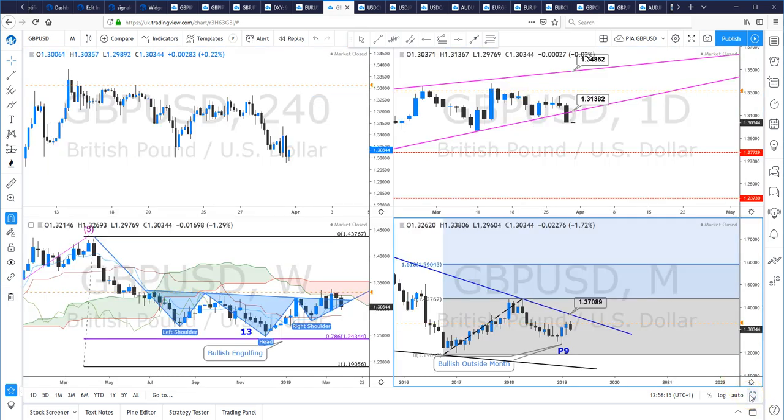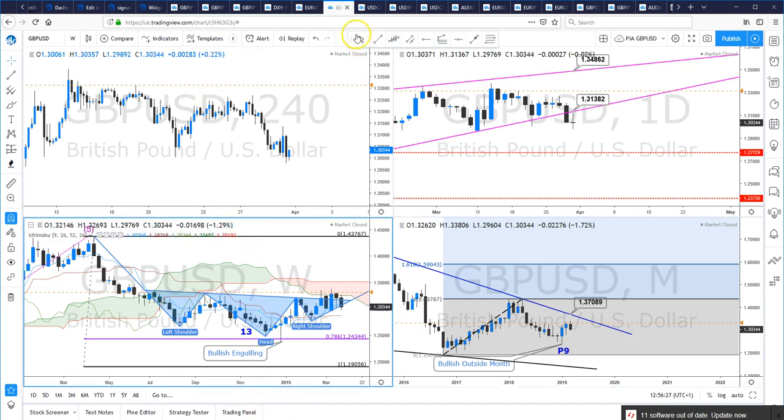So it's pretty hard to get a flow, if you like, on cable at the moment, and we're just going to play it intraday for the time being.